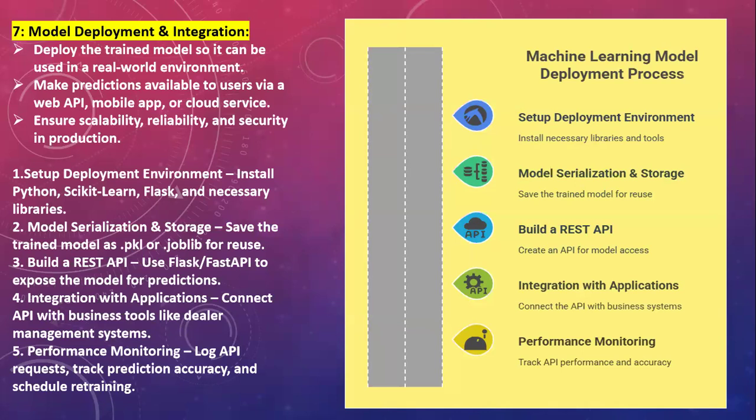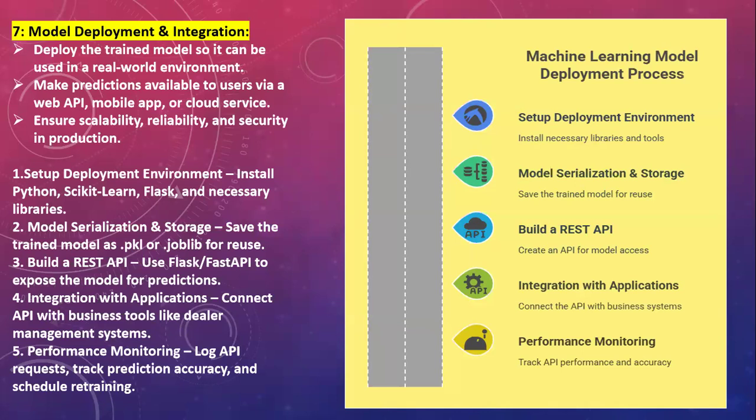We need to set up the deployment environment by installing Python, scikit-learn, Flask, and the necessary libraries. After that, we select the model serialization and storage, so whatever trained model we have saved as a pickle or joblib file can be reused for this purpose. And we are building a test API. Here we are using Flask or FastAPI to expose the model for predictions.